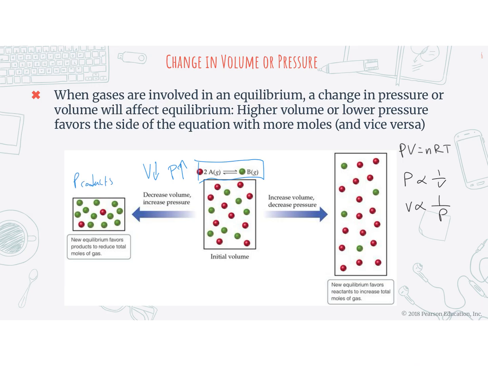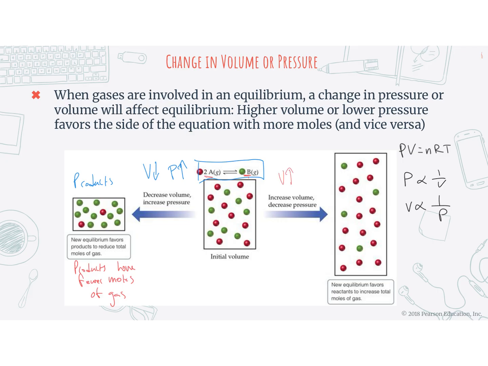The reason for this is because the products have fewer moles of gas. We can see in our equation here, our reactants have 2 and our products have 1 mole of gas. And so if you decrease the volume and increase the pressure, the system is going to want to form more product molecules in order to bring the volume and pressure back to where they originally were.